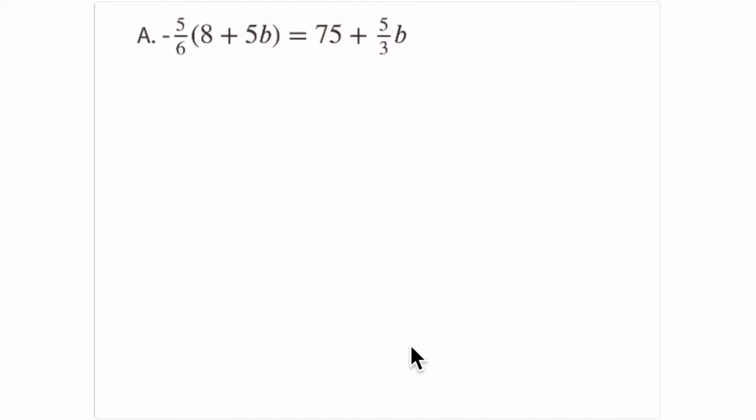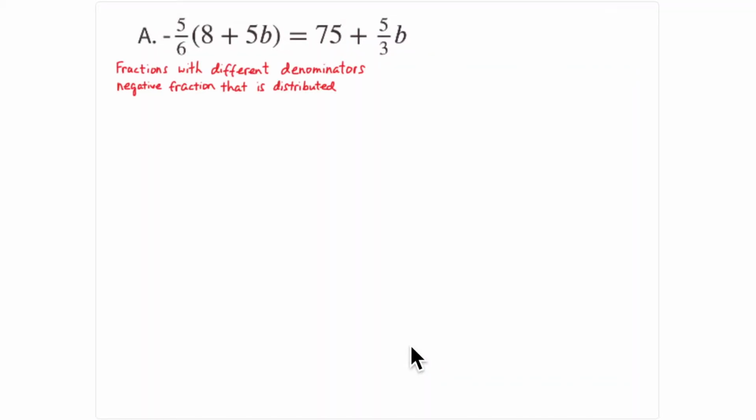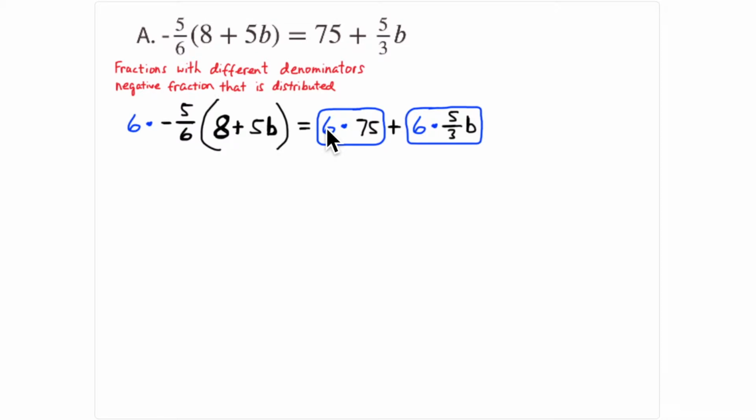Okay, this is problem A. And the issues were fractions with different denominators. So how do you deal with these fractions with a denominator of 6 and a denominator of 3, or 5/6 and 5/3? And how do you distribute a negative fraction? So this is a negative 5/6. It's going to be 5/6 times 8, and negative 5/6 times 5b.